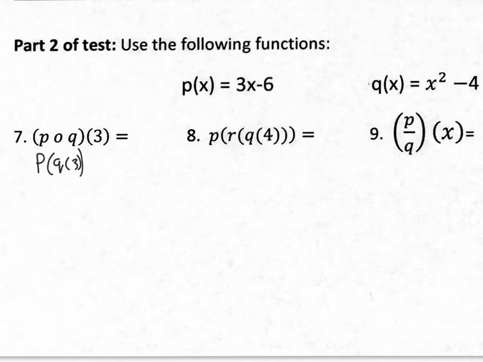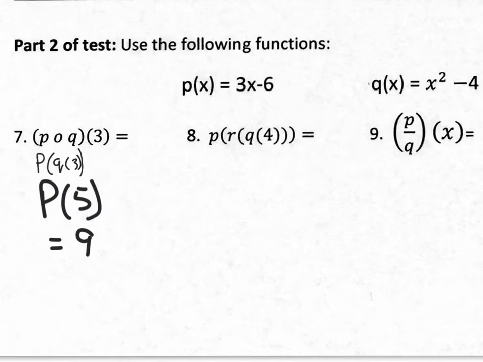5. So what I really have is P of 5, because Q of 3 is really 5. So now what we're going to do is plug in 5 into P, and we'll have 3 times 5, which is 15, and 15 minus 6, which is 9. And that's your final answer right there.